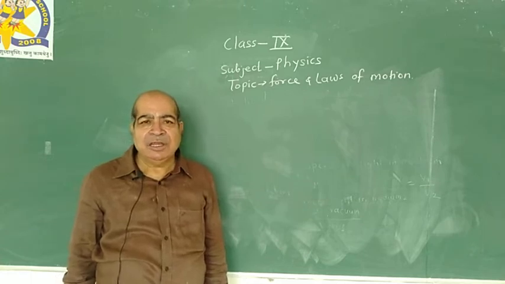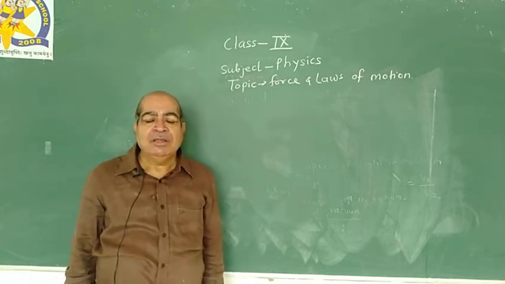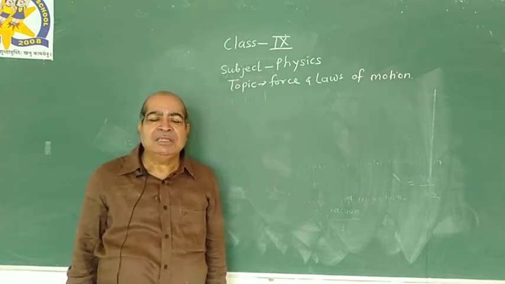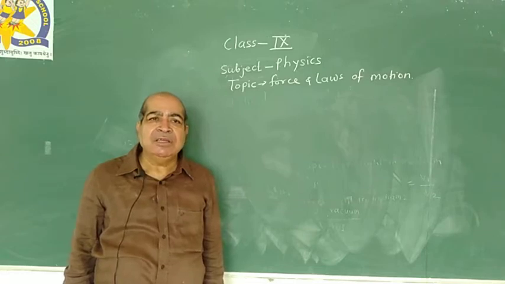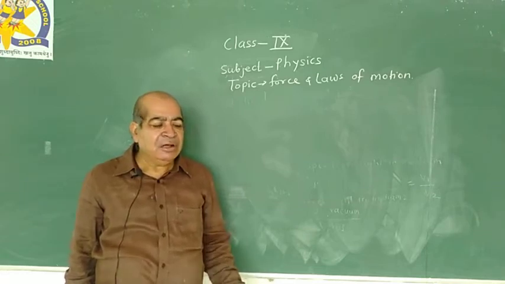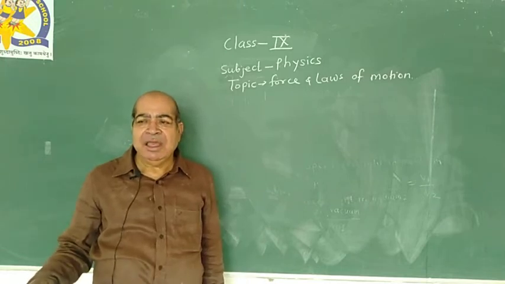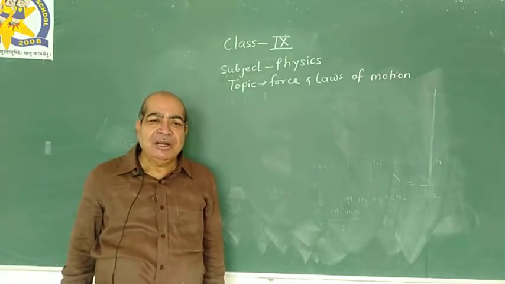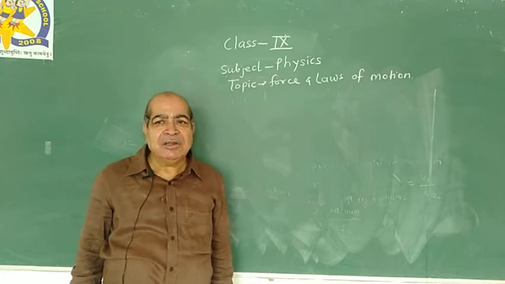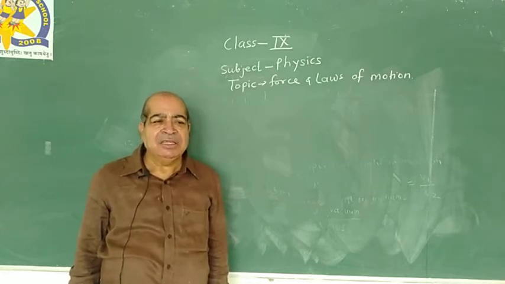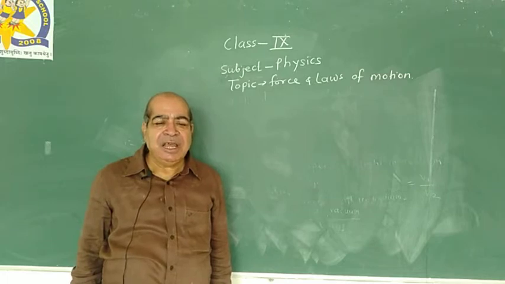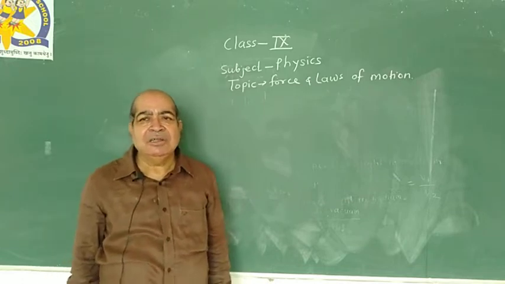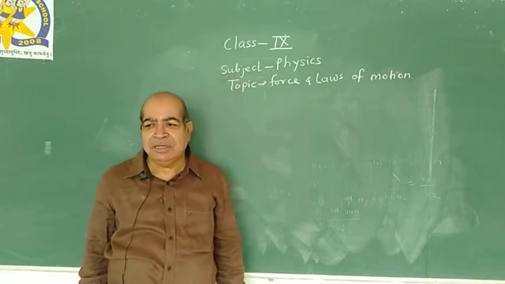Why? There are two states of the object. One is the state of uniform motion, and the second is the state of rest. When the object is at rest, it will remain in the state of rest, and hence rest is the natural state of the object.